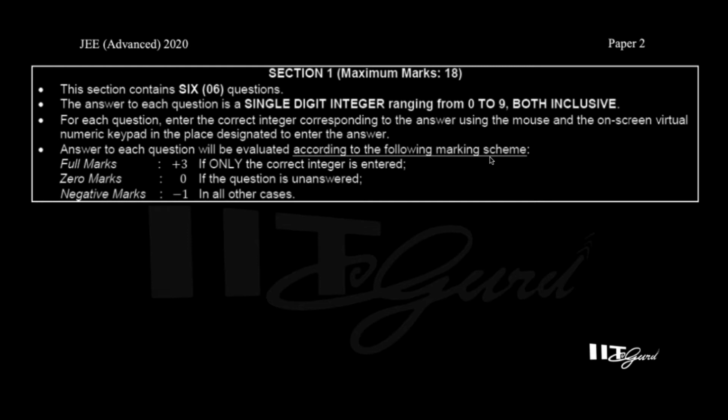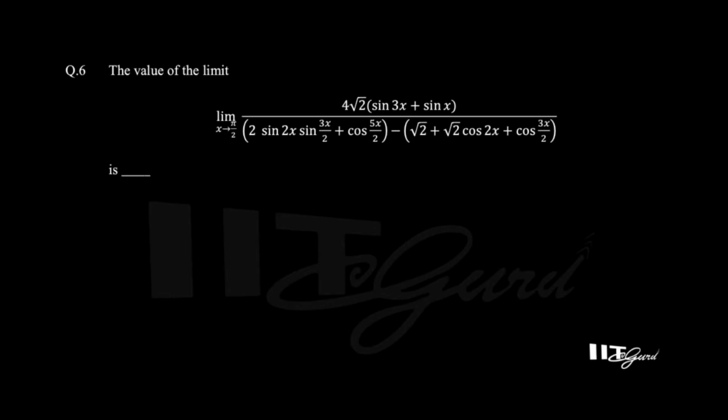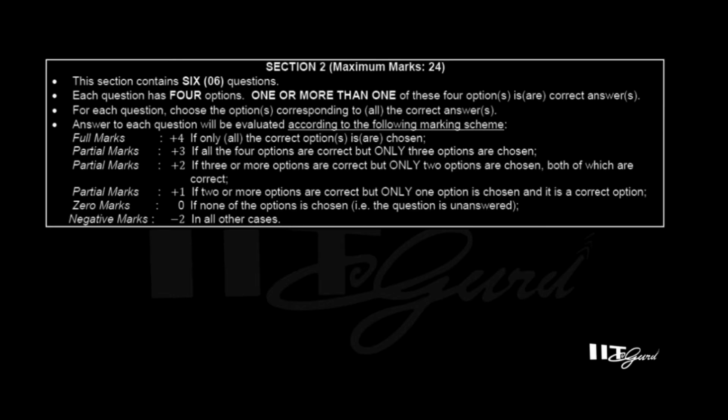This is JEE Advanced 2020, held on 27 September, paper 2. Here there are 3 sections. In the first section, there are 6 questions and the question type is integer. In section 2, there are once again 6 questions, and here the pattern is more than one correct, and partial marking is there, although negative marking was also in section 1.